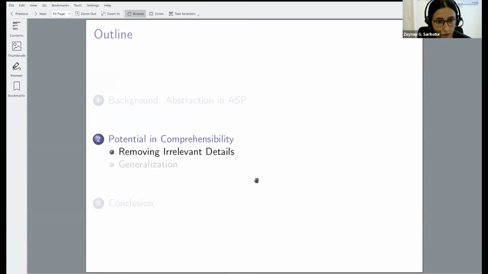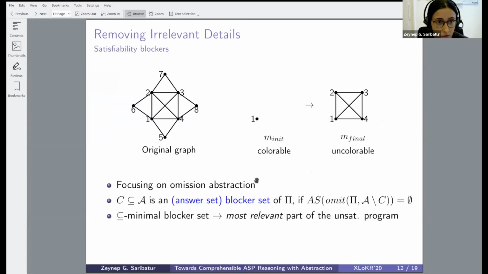So first, removing irrelevant details. As I showed before, this omission can be used to omit the parts which are not relevant for the unsatisfiability. We have this origin graph, we start with the initial mapping, and then we get this final mapping, which shows the uncolorability. The atoms that we keep in the program and omit the rest are called satisfiability blockers, or blocker sets. If we keep them and omit the rest, we still have an abstract program which is unsatisfiable. And the subset-minimal blocker sets would then be the most relevant part of the unsatisfiable program.